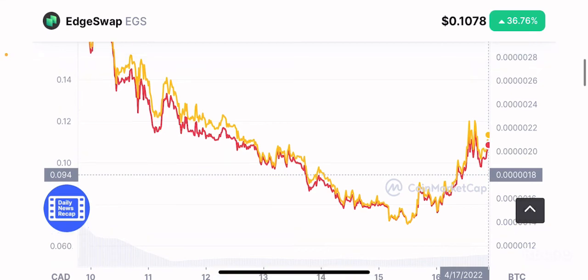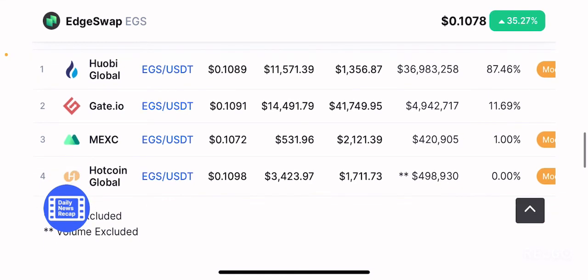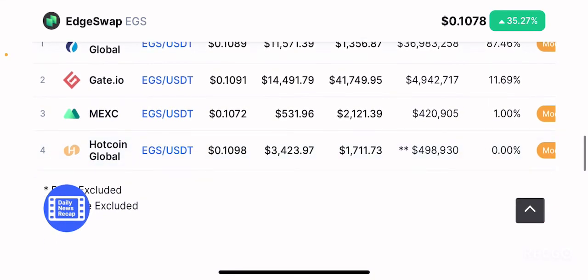When it comes to the markets itself, obviously this token has a major listing in Huobi Global, Gateio, and MEXC, with Gateio being my favorite place to buy this token, because it's definitely a trustworthy exchange where you can buy several low market cap gem tokens that can pump in the short term, mid term, and long term as well.